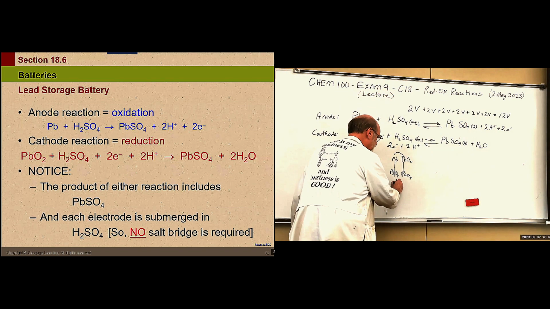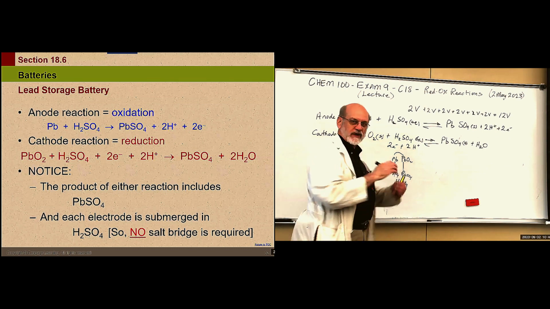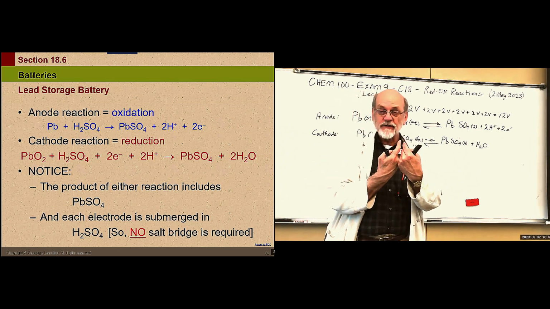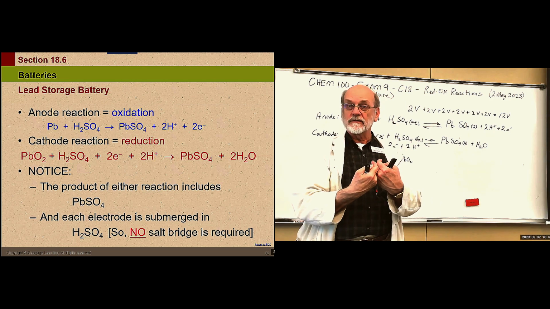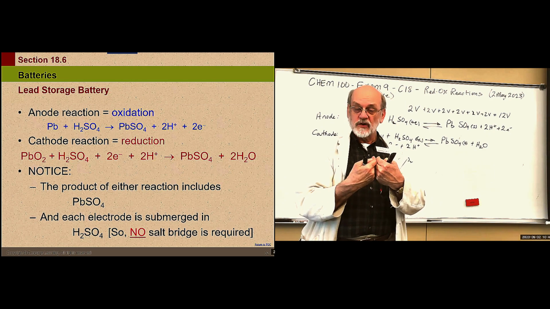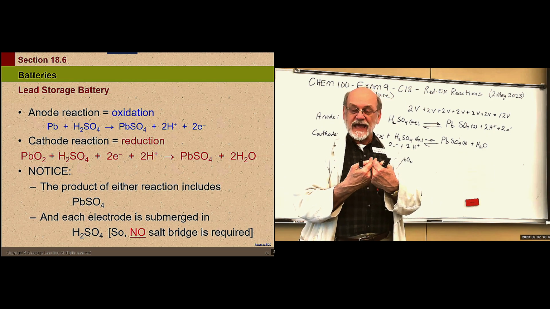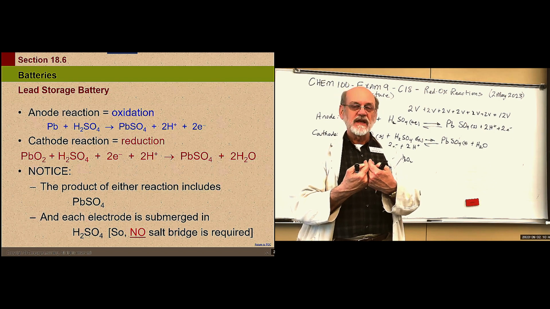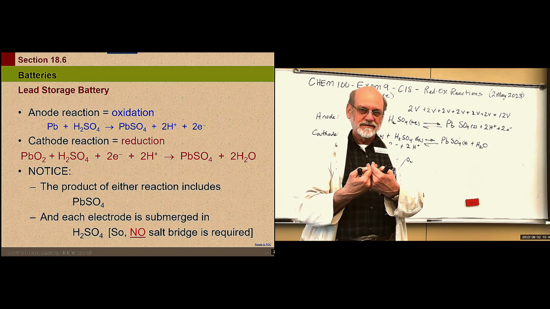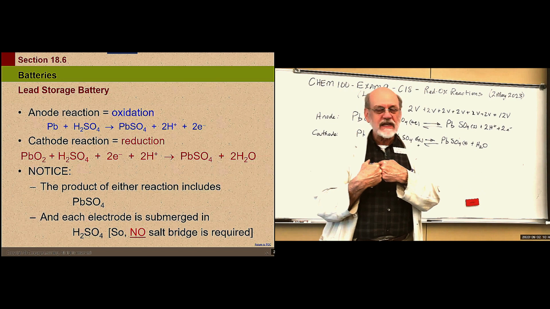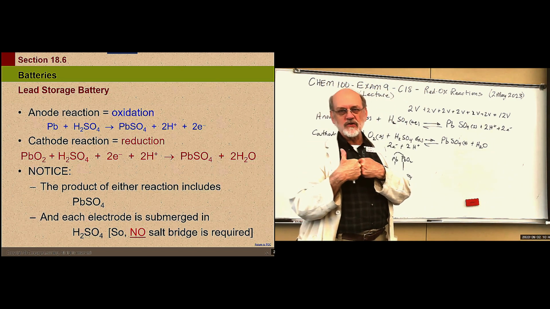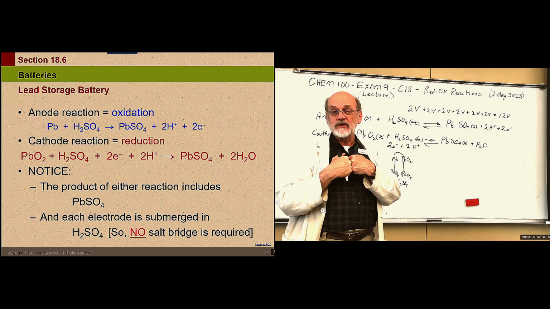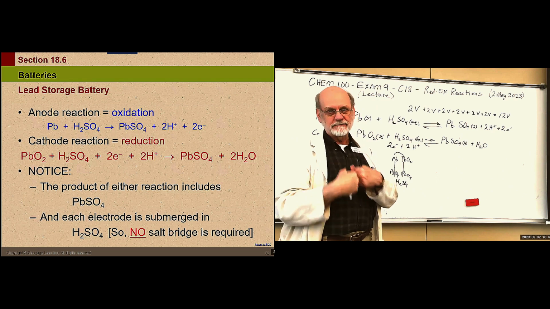The sulfuric acid solution is no longer available to get between the plate and the lead sulfate so that it can make the reaction occur. At that point, your battery's dead. It cannot be recharged. It's said to be sulfated out. That's evil words. When somebody tells you your battery is sulfated out, the only thing you can do is buy a new one.